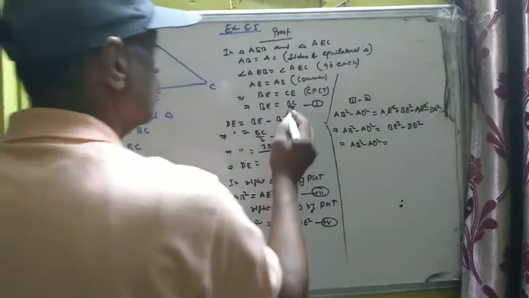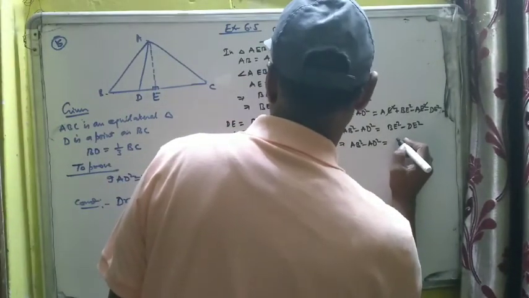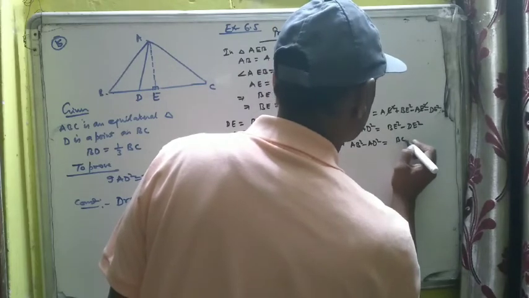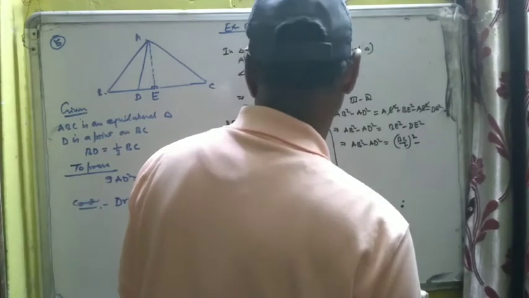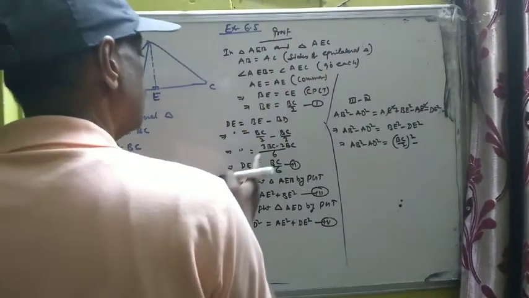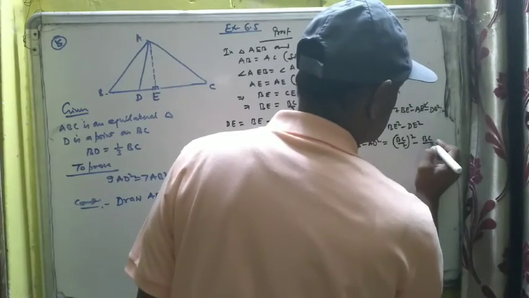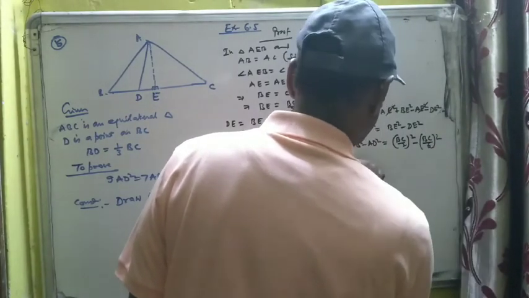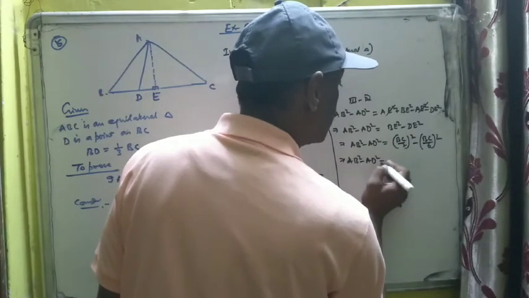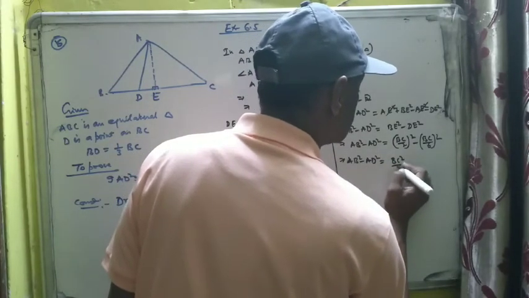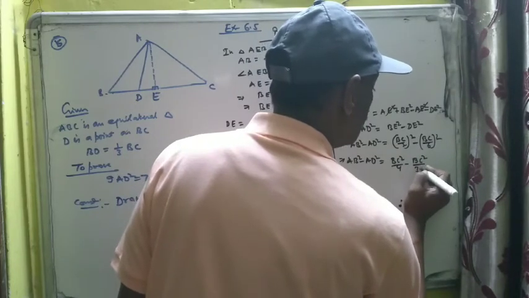BE equal to BC by 2. So just write here BE equal to BC by 2 square, and DE is, where is DE? DE is BC by 6. So just write it, AB square minus AD square equal to BC square by 4 minus BC square upon 36.